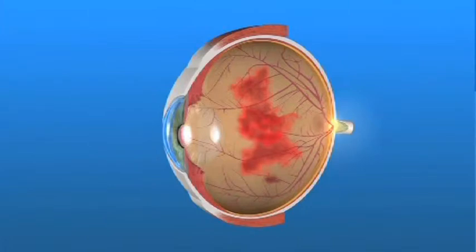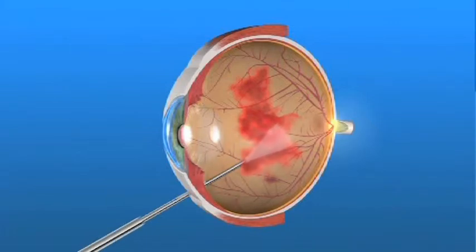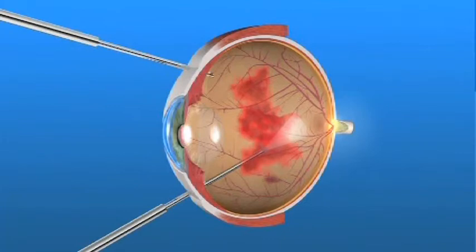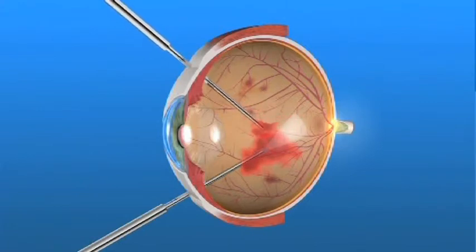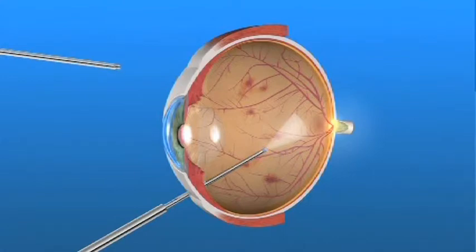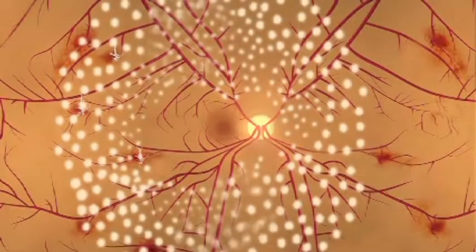Vitrectomy surgery is usually performed in the operating room on an outpatient basis. An operating microscope and small surgical instruments are used to enter the inside of the eye. Blood and scar tissue are removed. At the same time, a laser may be used to prevent further bleeding and abnormal blood vessel growth.